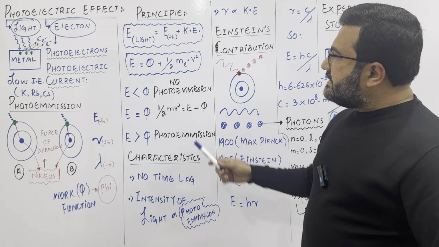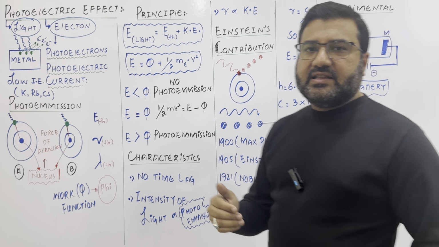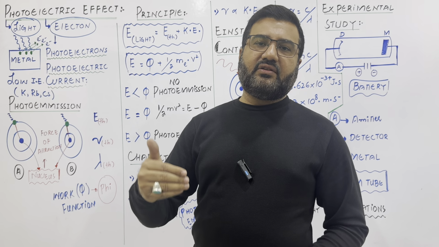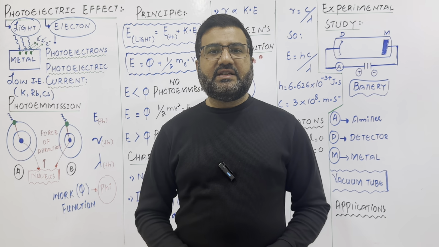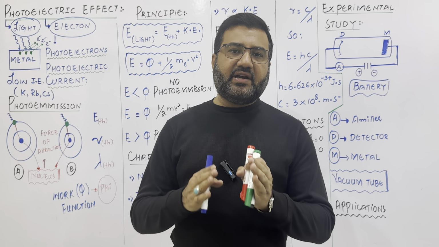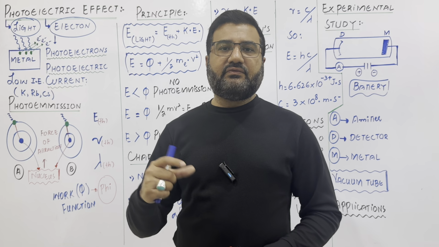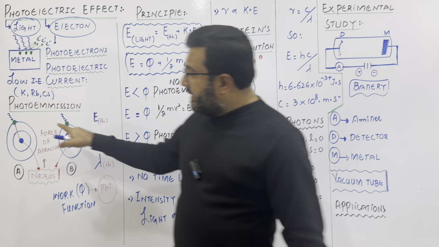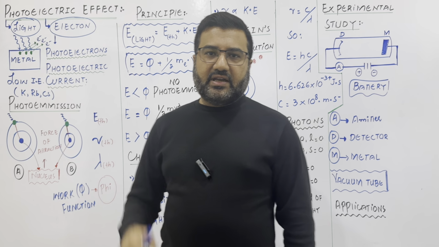Now, my dear students, what is the principle of photoelectric effect? The principle is very simple. It is the law of conservation of energy. According to the law of conservation of energy, energy can neither be created nor destroyed, but it can be changed from one form to another. So now we will look at how this energy of the light is transferred to the electrons.